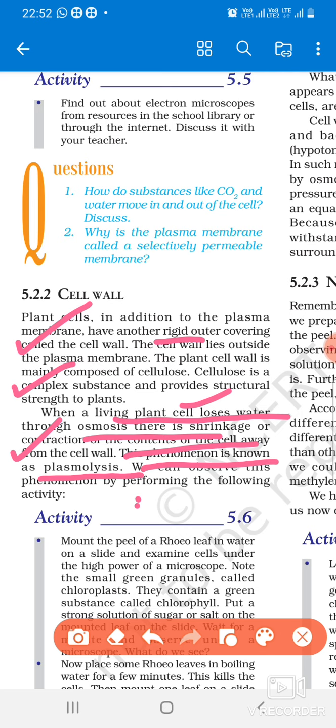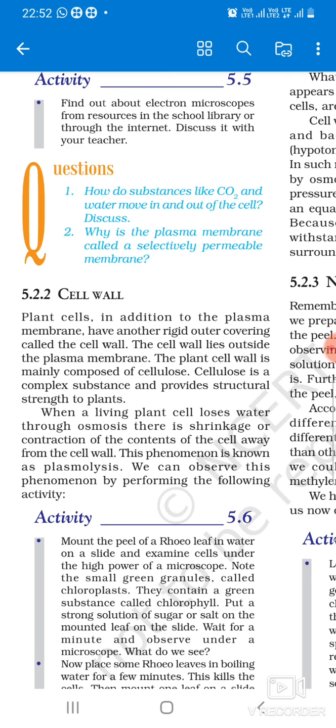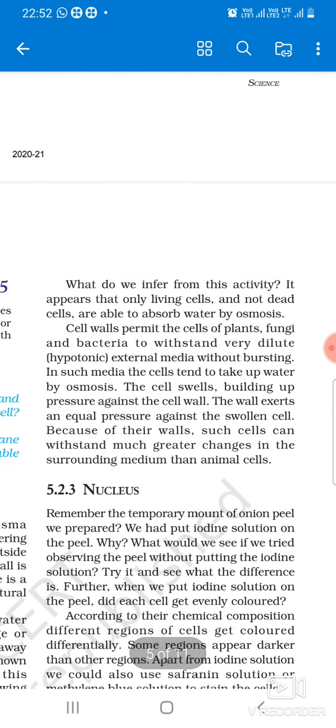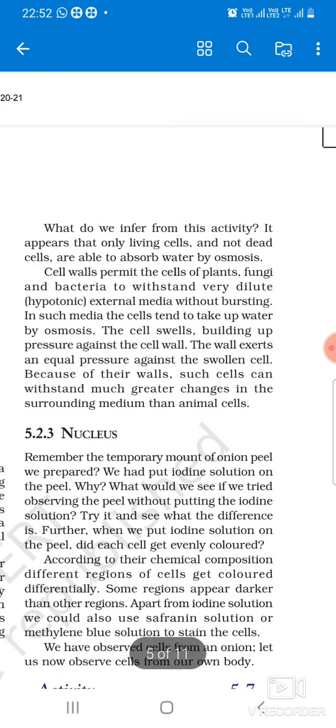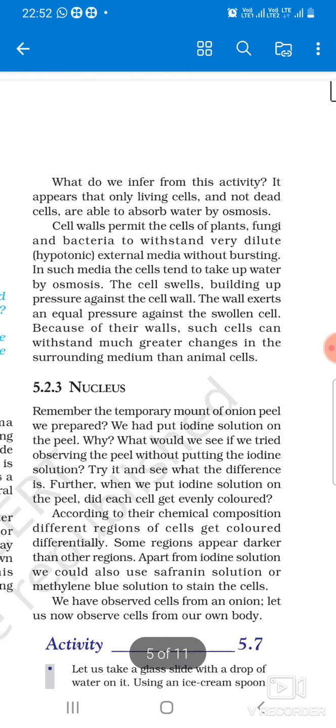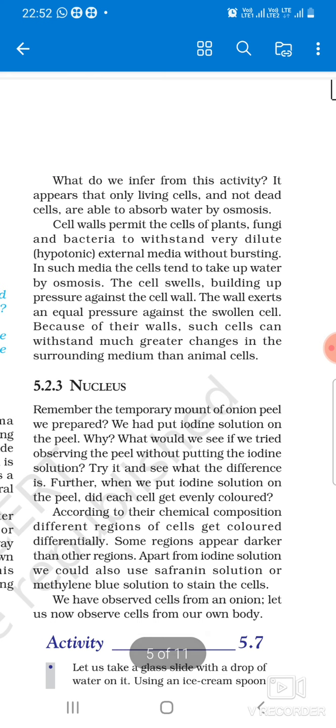Okay, this was the cell wall. Now the cell wall is a special structure that is only present in plant cells. And why do plants have the cell wall? Why is there no cell wall in animal cells? Because plants are fixed, and they need special protection because they can't move. So God has given them an extra protective covering, that is the cell wall.